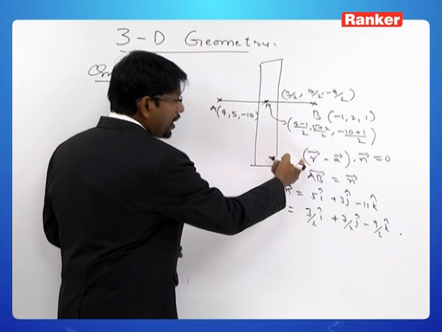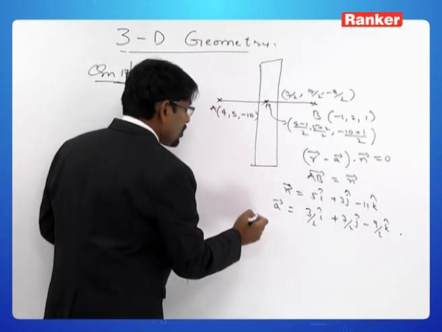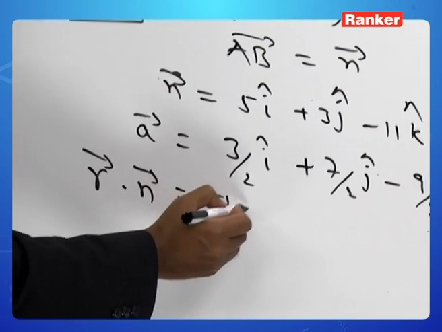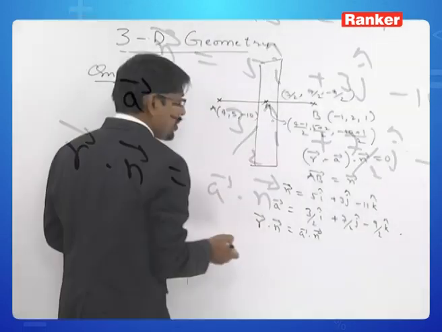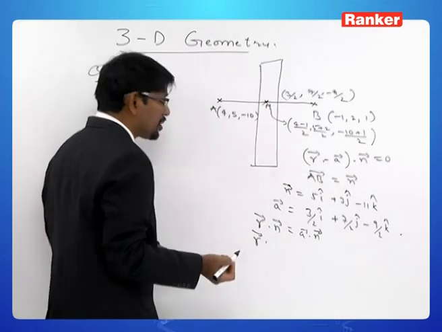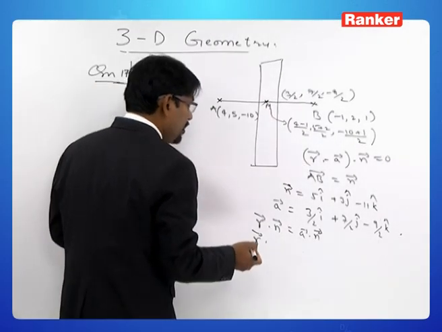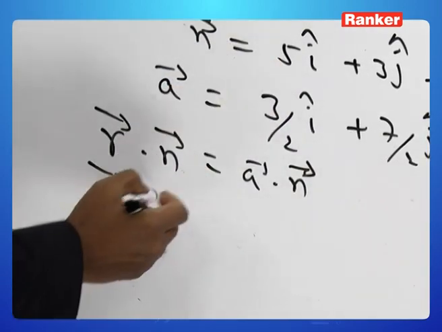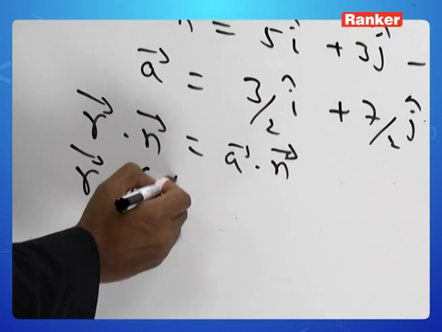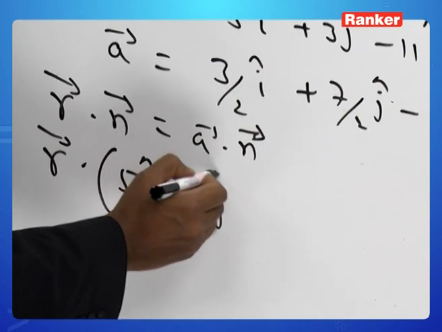Now let's put them in this equation. So what is it? We get R bar dot N bar must be equal to A bar dot N bar. I rewrite this equation. So what is that? R bar dot N bar is 5i plus 3j minus 11k.